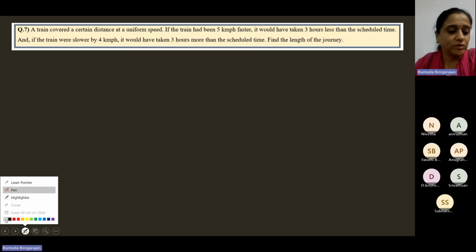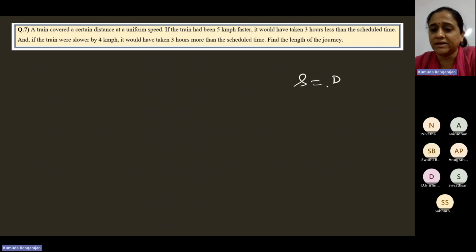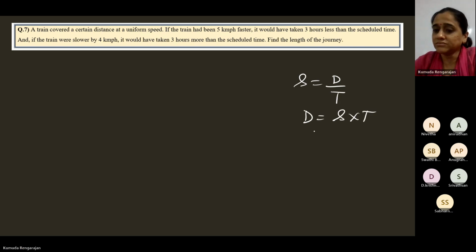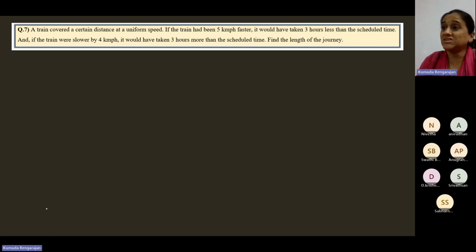When you read the question, you understand the different terms in the question. So we have speed, we have time, and we have to find the length of the journey. So it's all about speed, distance, and time. To construct the equations, you'll have to use the formula speed is equal to distance by time, or distance is equal to speed into time. So we are going to use distance is equal to speed into time.